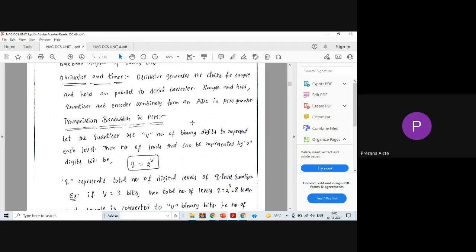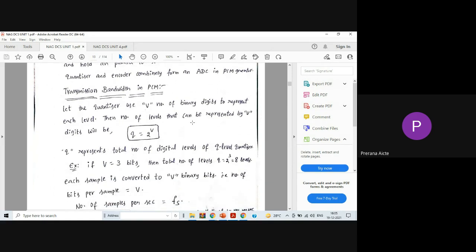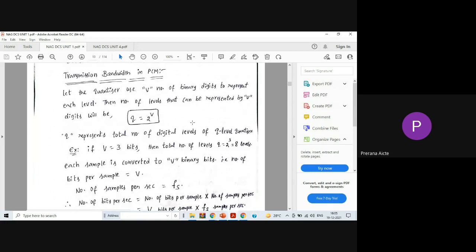Then see another important concept. What is that? The transmission bandwidth in PCM signals. We need to get the expression for the transmission bandwidth of PCM. For that, we have to define two parameters. What is this? The relation between the V number of digits and the quantizer levels.